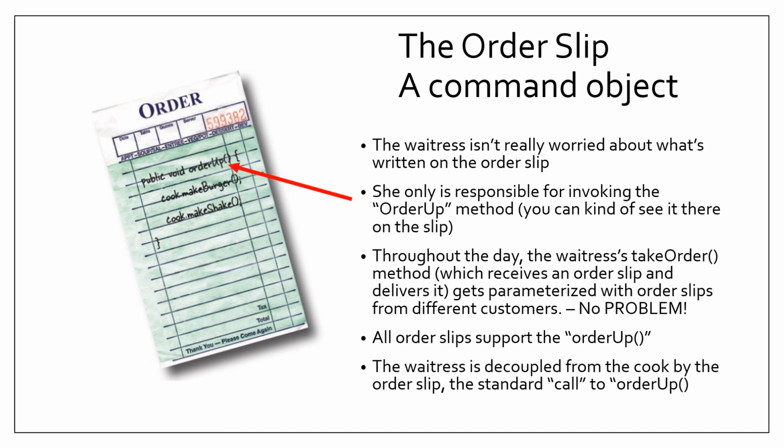So she has the ability to invoke the order up method, and you can kind of see it on the slip there. Throughout the day, every time she takes an order, she writes down the unique things, but she encapsulates it inside an order up request. And so all she has to do is say order up, and then the cook takes what's inside the order up method and executes it. Now, in our example, the waitress is decoupled from the cook. She doesn't have to know anything about what he's doing. She just says order up.